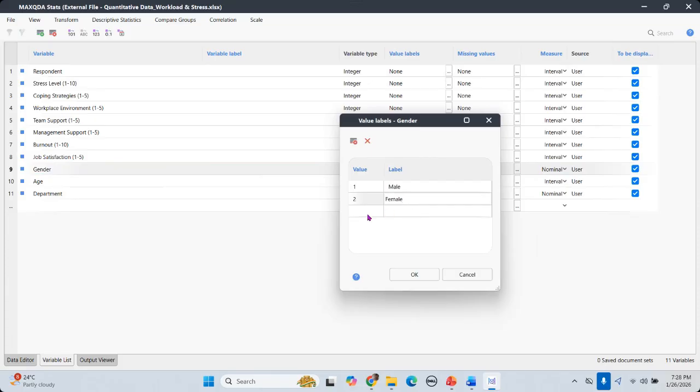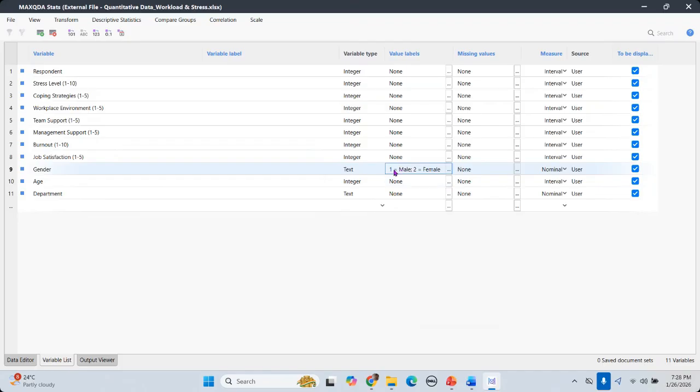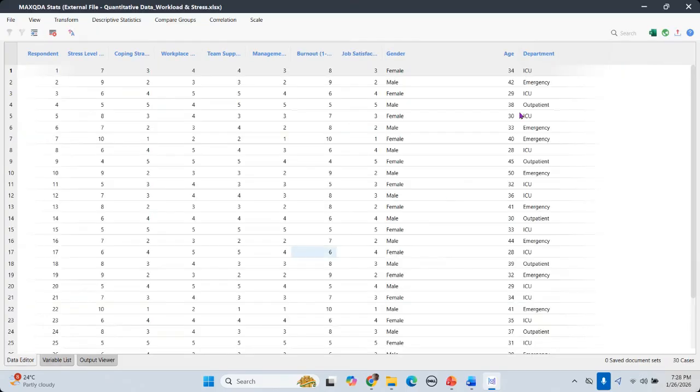For example, if you have one more category, 3 for transgender, I can give it. Or there's a possibility that some of them do not disclose. So I can give 3 for any other category. Just click on OK. You can see that 1 for male, 2 for female. Next one, department. Just come to the data editor.